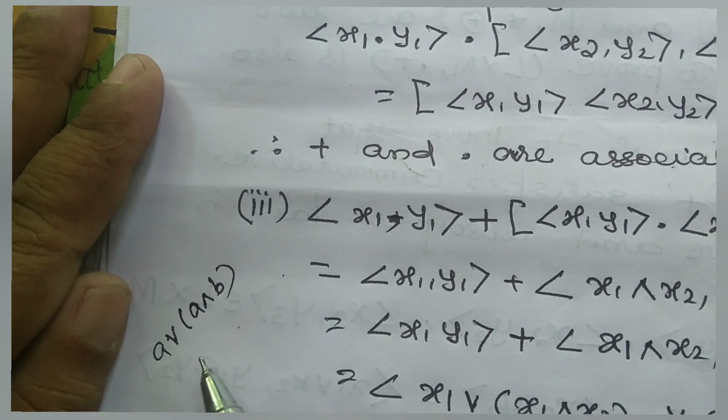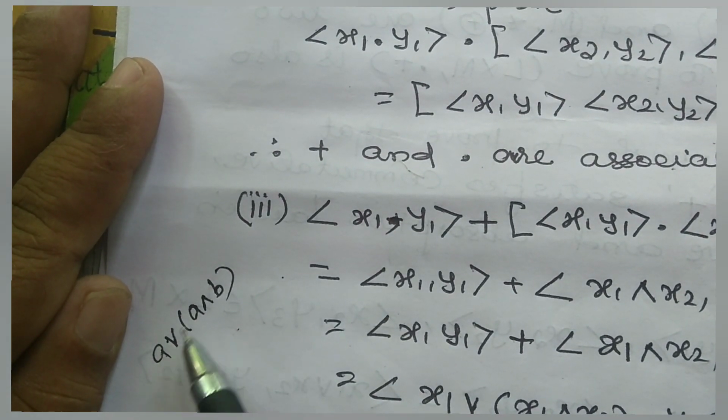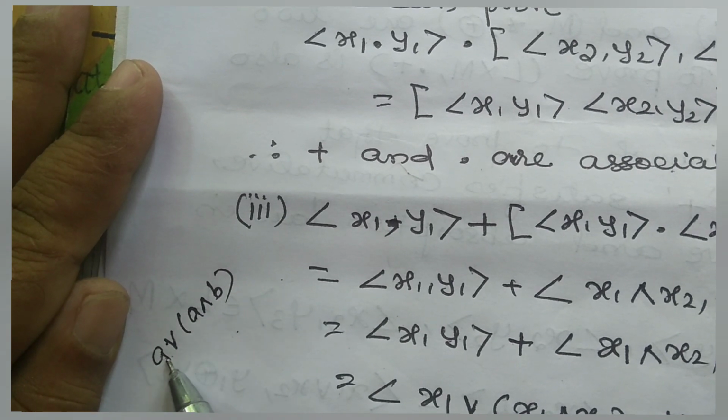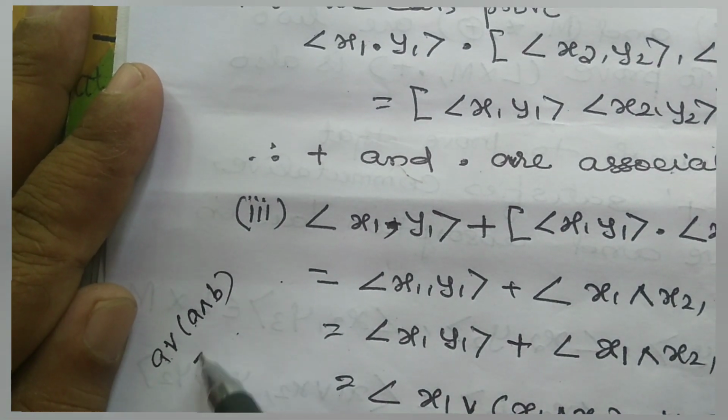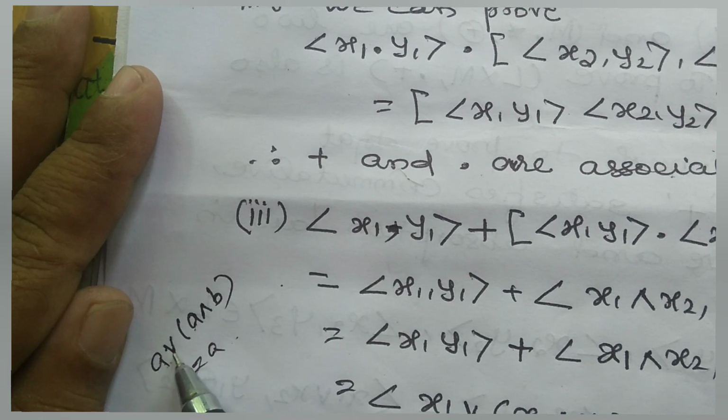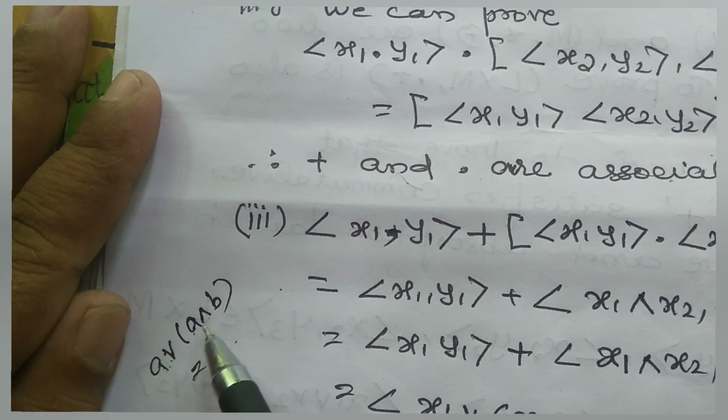A or A and B. Your answer should be whichever one is repeated; that is your answer. The repeated one is A, so this will be your answer. We need here two operators.